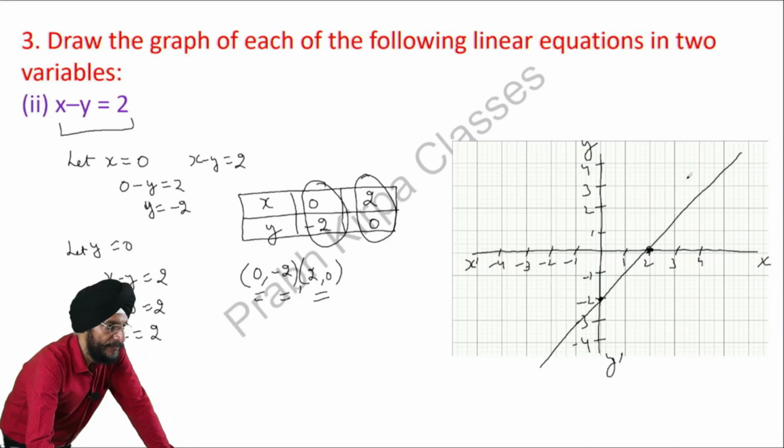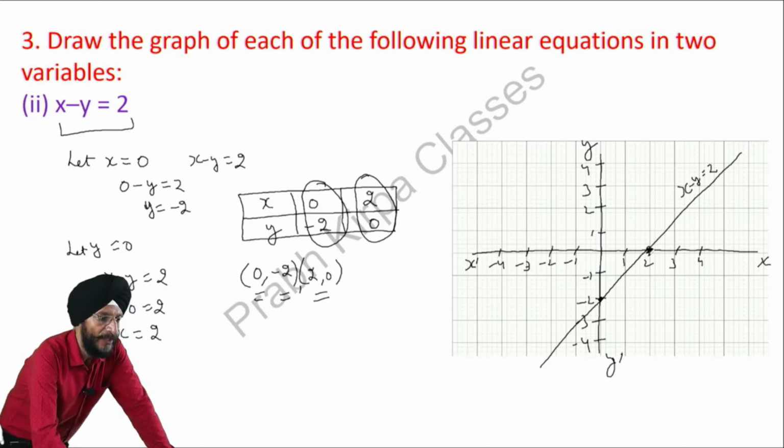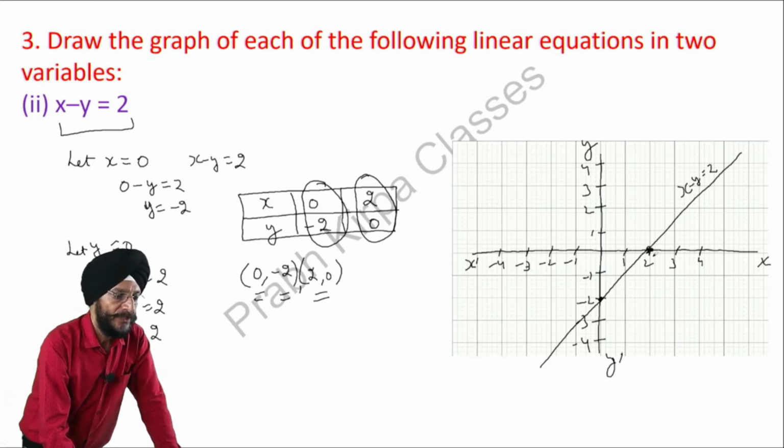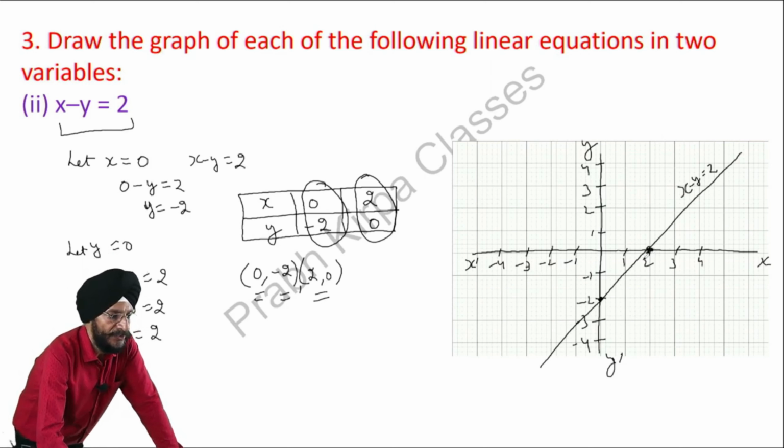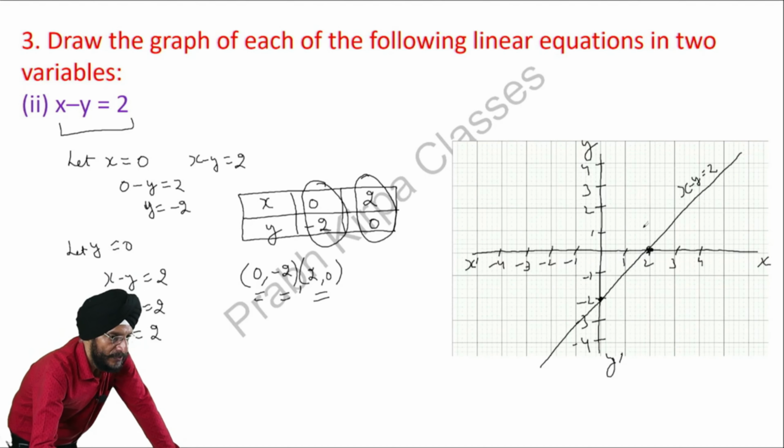Now what is the equation? It is x minus y is equal to 2. We will write it here. Now here we will also mention the solutions on the basis of which we have drawn these 2 points. Here the value of x is 2, value of y is 0. Here the value of x is 0.